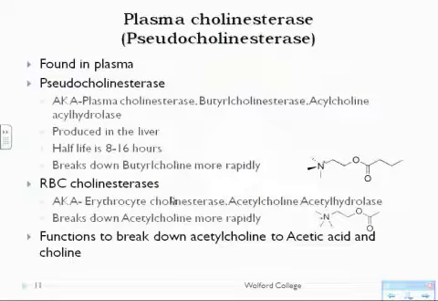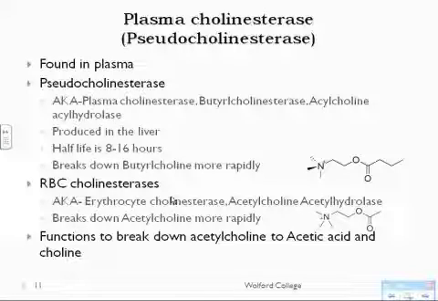Your plasma cholinesterase is actually an enzyme that's found in the blood inside the plasma, also known as pseudocholinesterase, also known as butyrylcholinesterase or acylcholine acyl hydrolase. So, if you're a chemist, it drives you nuts when you see this kind of stuff because it's got three names for the same thing. But that's what you have to live with sometimes. And it's produced in the liver. The half-time is usually fairly long. It's 8 to 16 hours. And it breaks down butyrylcholine more rapidly than anything else. That's why it's named butyrylcholinesterase.